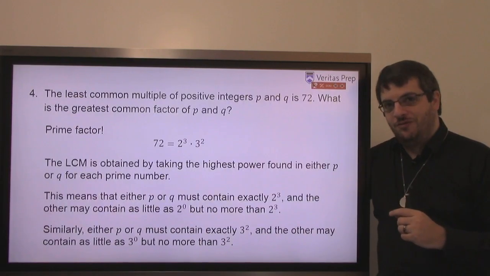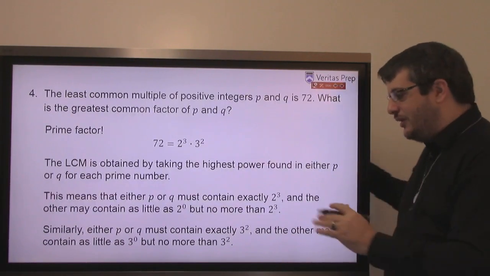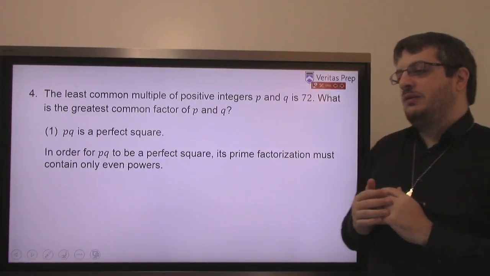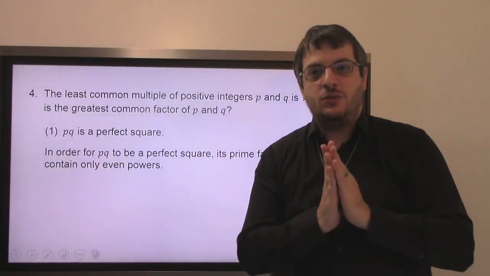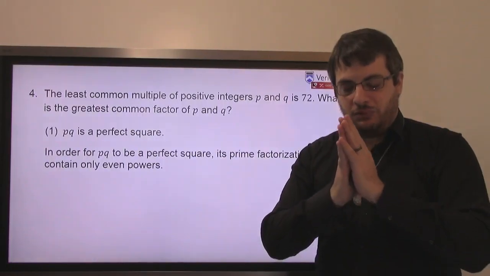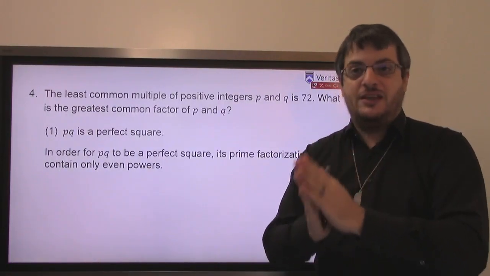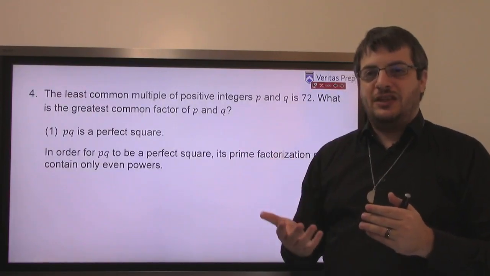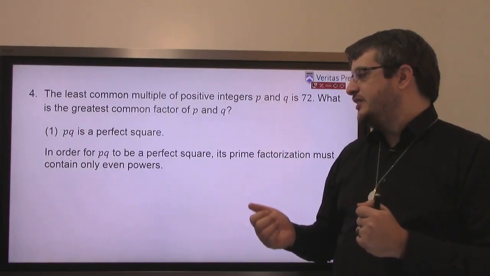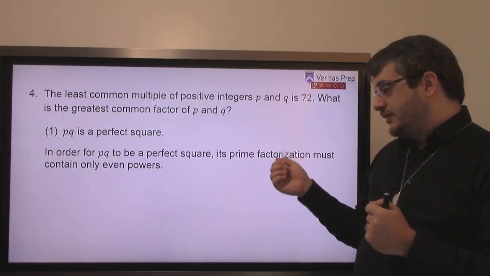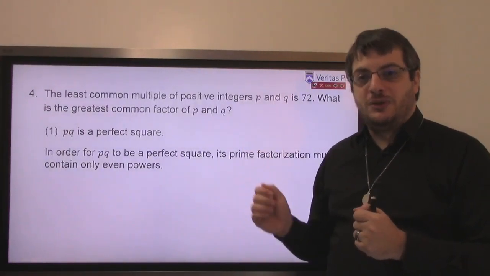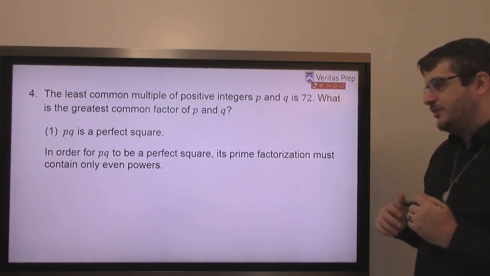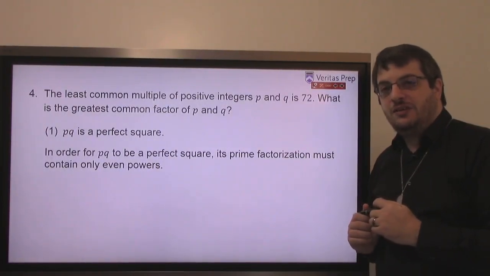Now here's where we get fun, because I'm going to look at that first statement. That's a good start. But what did I just say about prime factors of powers? I said in order for a number to be a perfect nth power, all of its prime factors must occur in multiples of n. In order for something to be a perfect square, its prime factorization must contain only even powers. Do you agree with that?